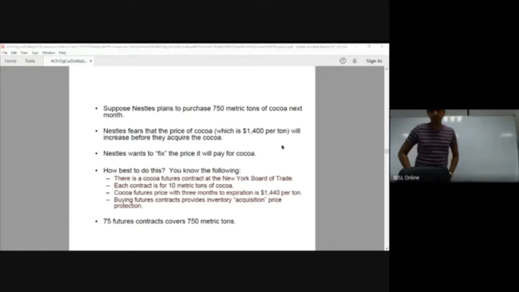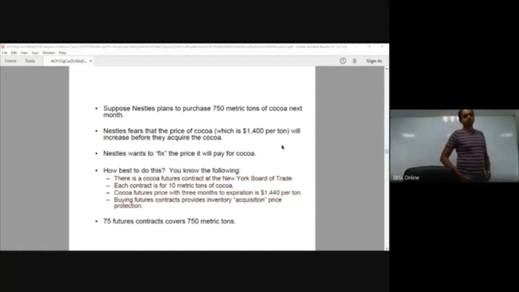How best to do this? Use the cocoa futures contract at the New York Board of Trade. Each contract is 10 metric tons of cocoa. Cocoa futures with 3 months to expiry are at $1,440 per ton. Buying futures contracts provides inventory acquisition price protection.